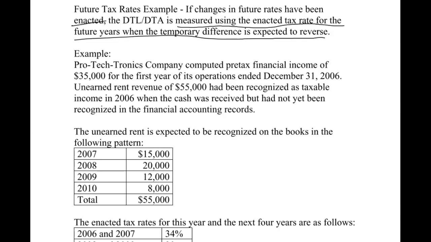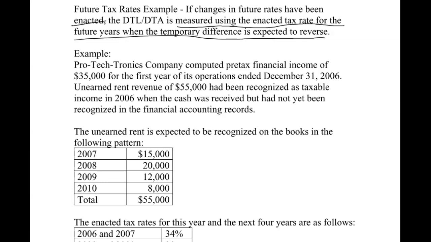So let's walk through this example. We have a company. They have financial income of $35,000. They have unearned rent revenue of $55,000. Now read here. It has been recognized as taxable income because remember, the cash has been received, but we have not recognized it in our financial statements yet.